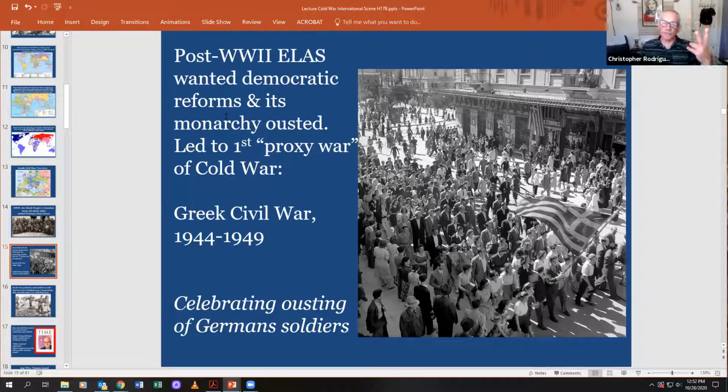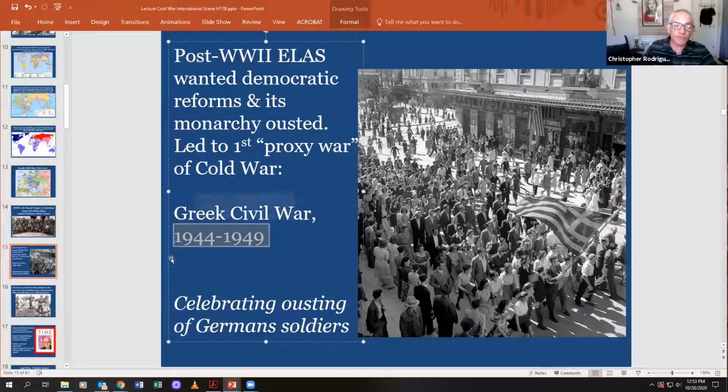After World War II, many in the ELAS party wanted democratic reforms for Greece, and they wanted its monarchy ousted, right? At the time, Greece was being run by a king. This actually led to the first proxy war. And again, a proxy war is a war where, for example, the United States doesn't send troops, but we send supplies and help, right? Money and lead. Yeah. And this led to the Greek Civil War from 1944 to 1949.